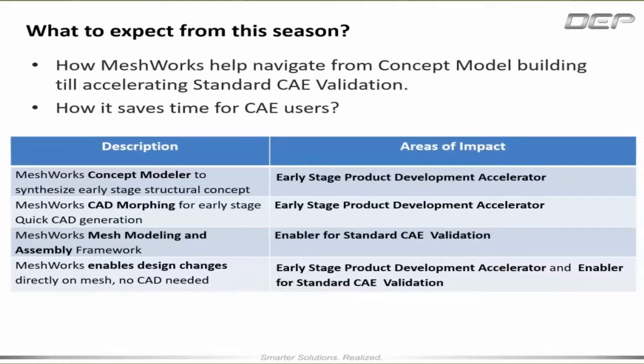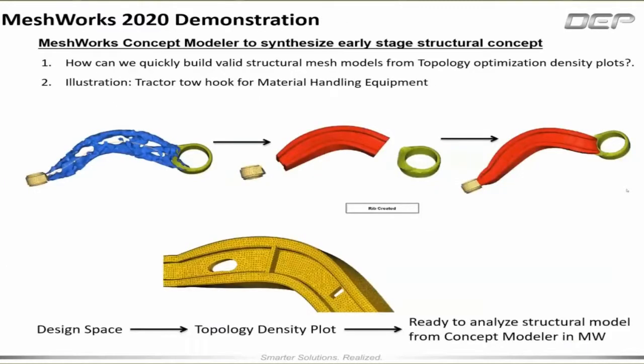So today we are going to see the live demonstration of some of the premium tool set which is very relevant to farm and equipment kind of approach. So what you're seeing in the display is one of the models, where we took a tractor hook for a material handling equipment. So how quickly we can build a structural validation mesh on a topology optimization output. So that is what we are going to see here.